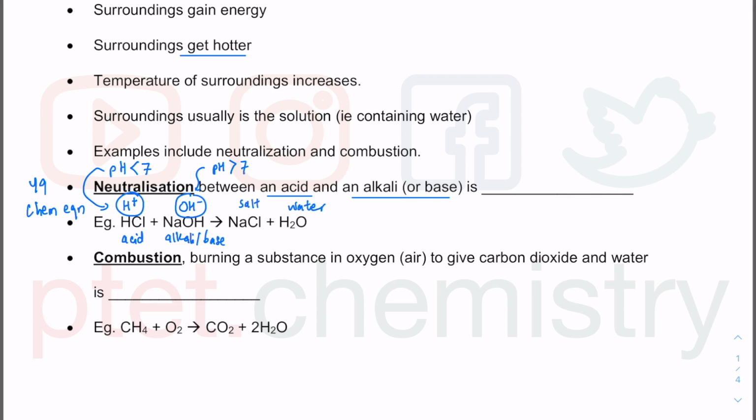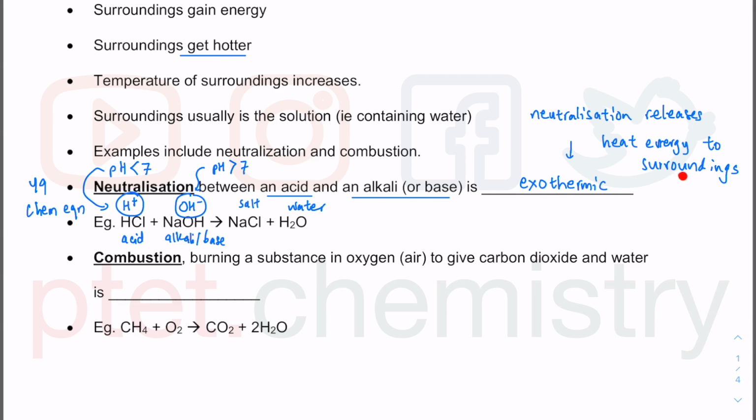But what is important is neutralization between the acid and alkali is exothermic. What does it mean? It means that it gives out heat energy. It means neutralization gives out heat energy to the surrounding. If they do that, that means our solution containing water, because acid and alkali are in water, the water will get hotter, the water will get warmer, the temperature will increase.